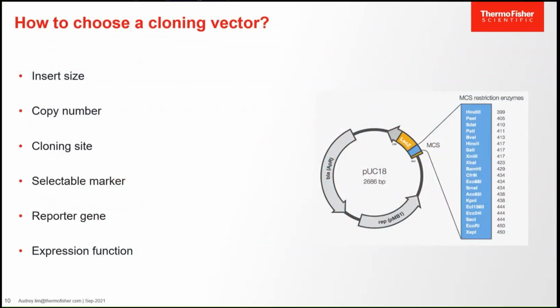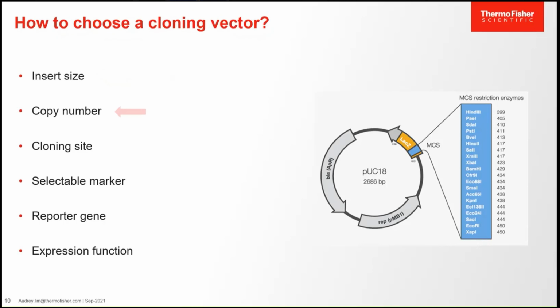Okay, so first of all, how to choose a cloning vector. There are several factors that you need to consider. First is the insert size. Most general cloning plasmids can carry a DNA insert up to around 15 kb in size. Inserts larger than that may affect insert stability, so you may need to get another vector that is better.